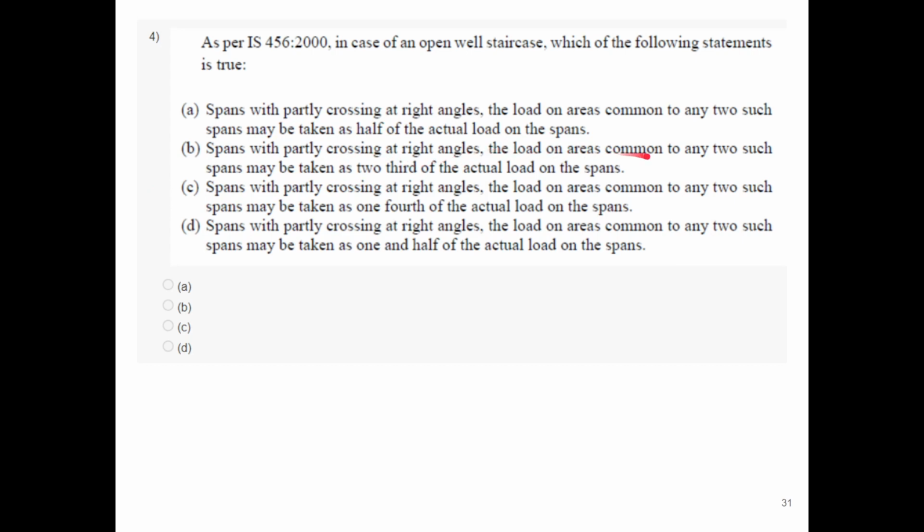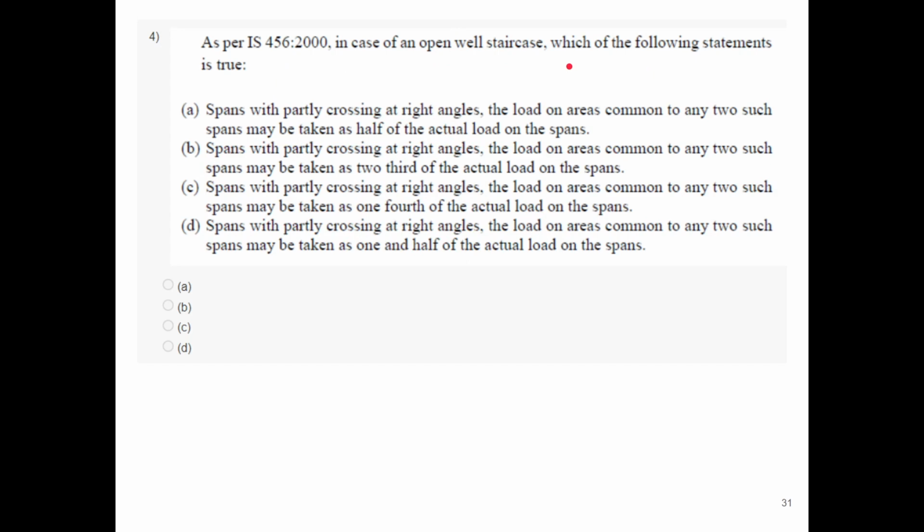The load on areas common to any two such spans may be taken as two-thirds of the actual load on the spans. C. Spans partly crossing at right angles. The load on areas common to any two such spans may be taken as one-fourth of the actual load on the spans. D. Spans partly crossing at right angles. The load on areas common to any two such spans may be taken as one and a half of the actual load on the spans. So which is the correct option, in case of an open well staircase?